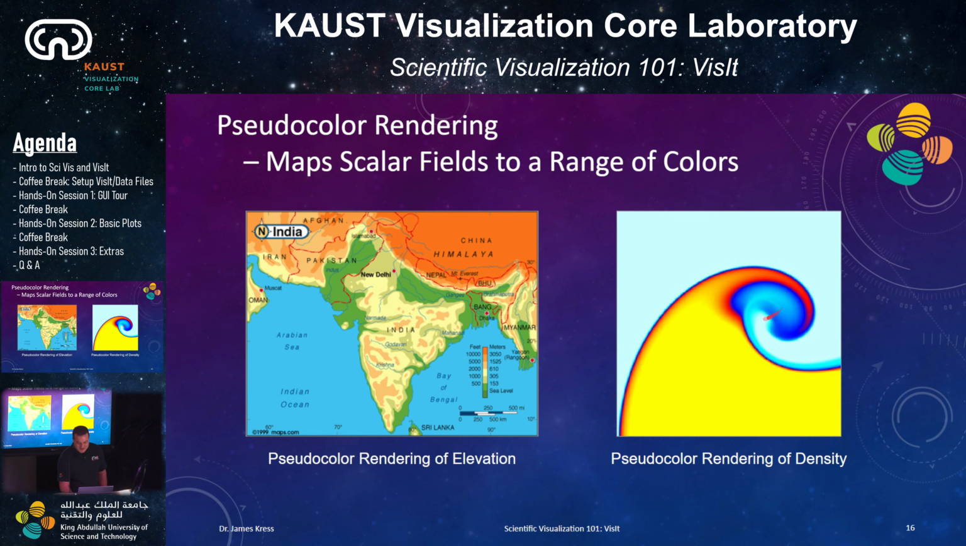And on the right, similar example. So this is just a curl, and then you're mapping density onto that curl, and you can watch that as your simulation evolves.